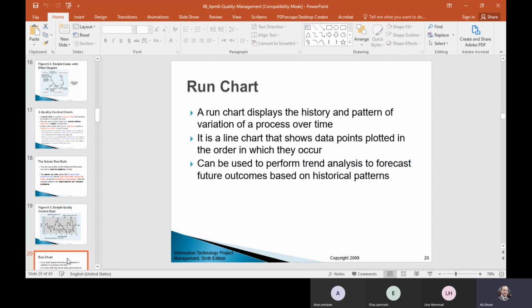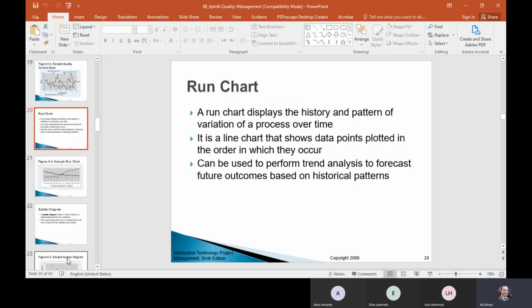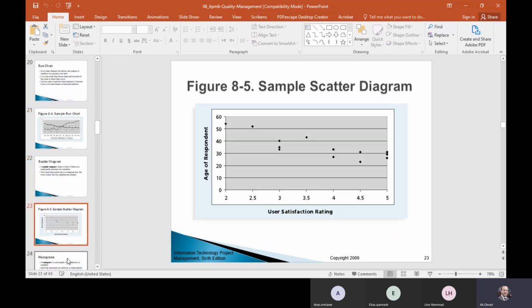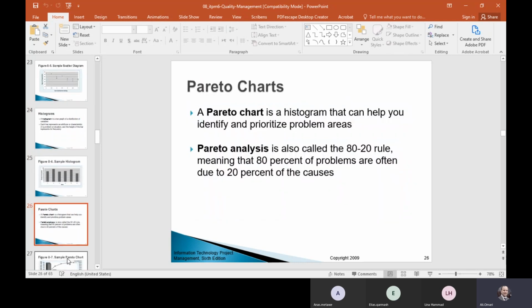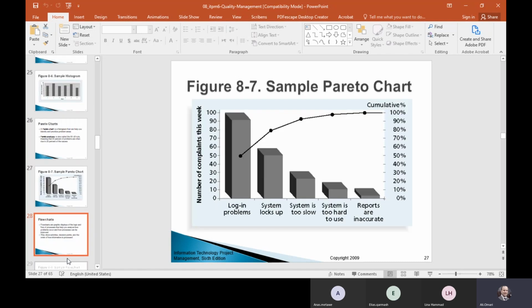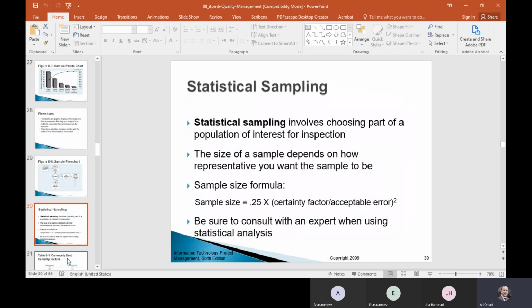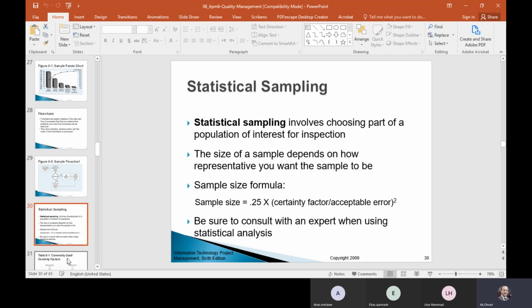And also, the fourth is the run chart, then scatter diagrams, and we talked about histograms, and Pareto charts, and also flow charts. We actually stopped at flow charts, and we want to continue with different methods of quality control by statistical sampling.